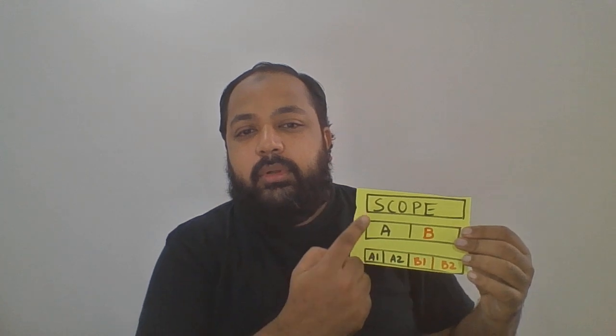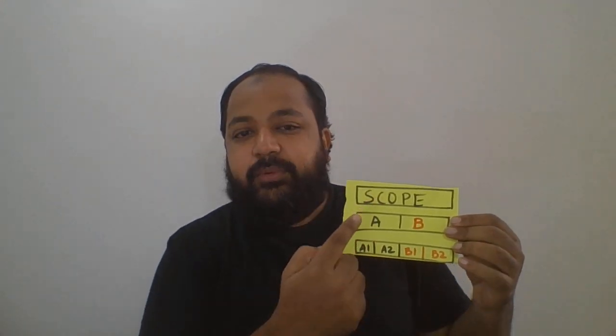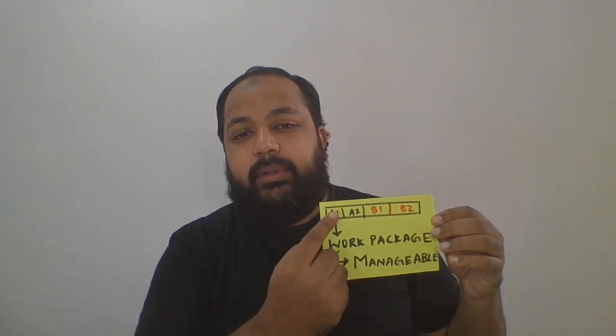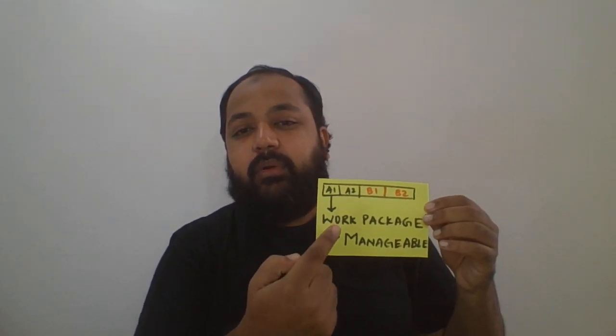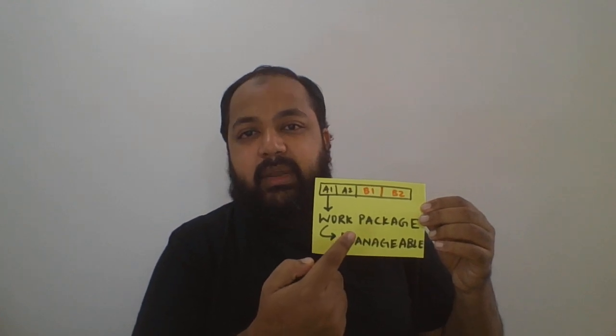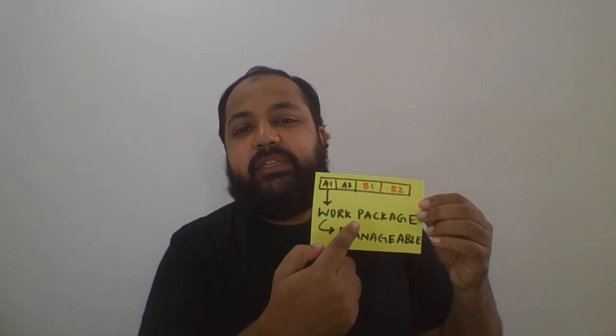Then if you have to see how the scope is broken down, the scope of the entire project, let's say, is broken into two parts, A and B. So A1, A2, B1, B2. These are the manageable work packages. See, it looks like this over here. They will have the associated cost, then the associated duration and the resources. So, as I mentioned, the same thing: cost, schedule and resource.